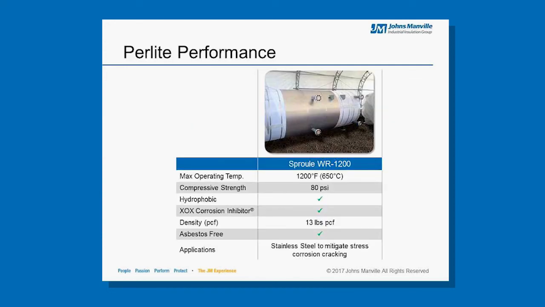When we look at perlite performance, the real key to the performance of perlite is that it is an exceptional material with regards to the mitigation of stress corrosion cracking on stainless steel. The compressive strength is good. The XOX corrosion inhibitor inhibits that corrosion, as well as the hydrophobicity of the material to keep moisture off the pipe. However, there are drawbacks with regards to perlite performance, and those drawbacks are associated with thermal conductivity.